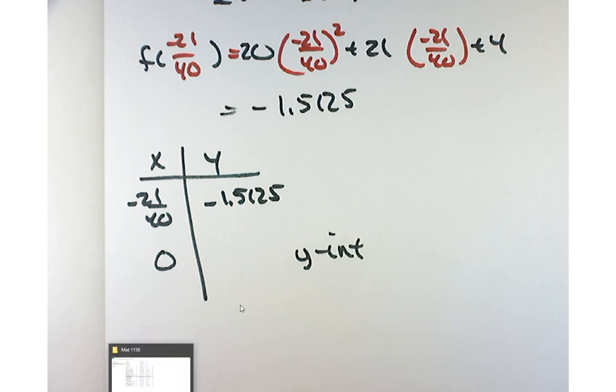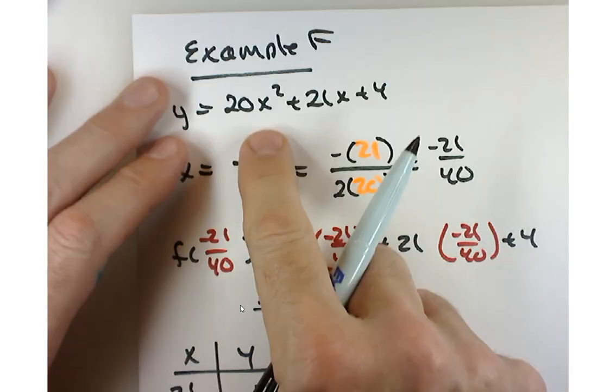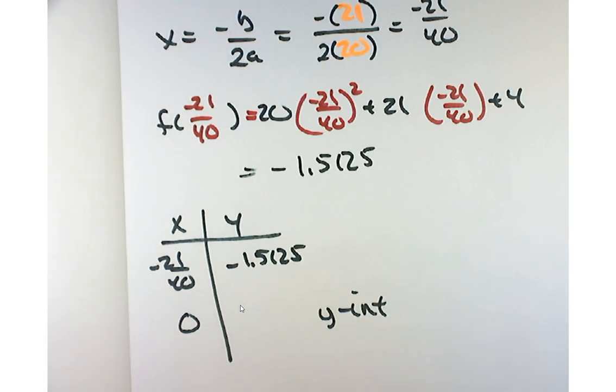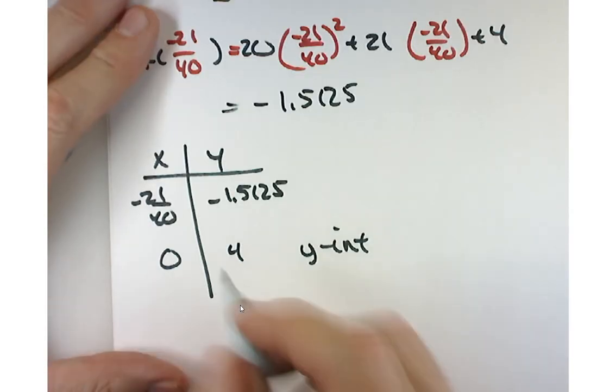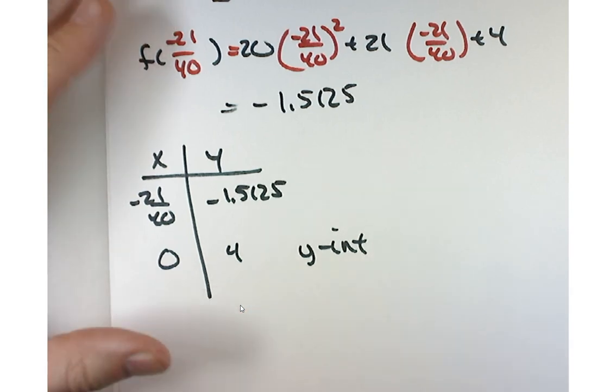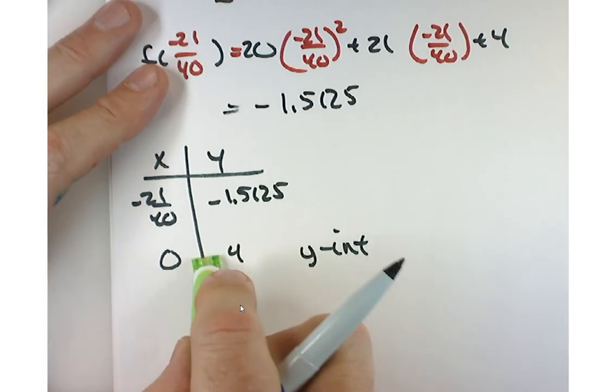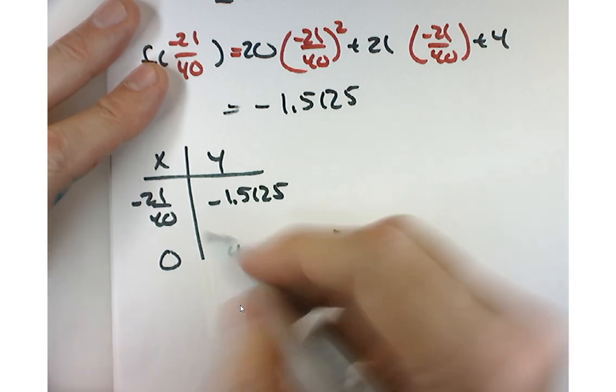Pearl, you noticed something earlier? Why don't you put it into play here? What's the y-intercept going to be? 4. When the equation's in this form, the y-intercept is going to be the value of c. Nice. We've got to figure out the x-intercepts. So what are we going to do to find the x-intercepts?